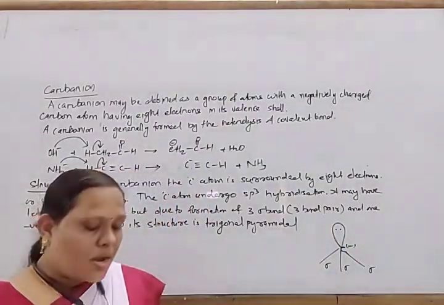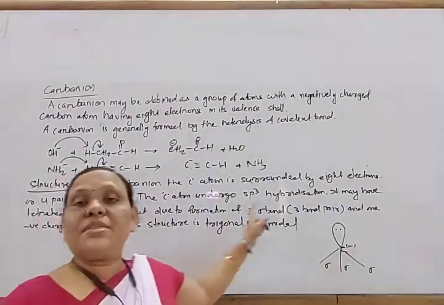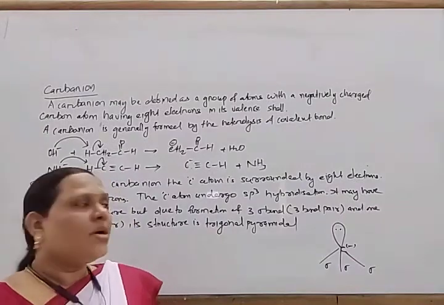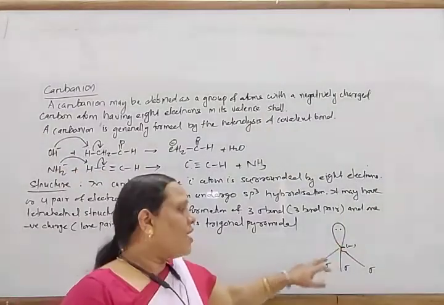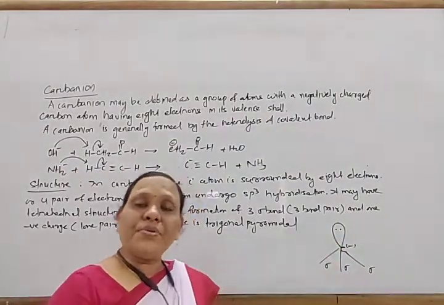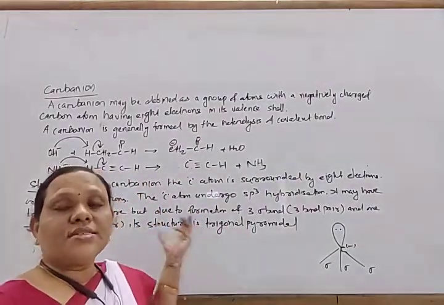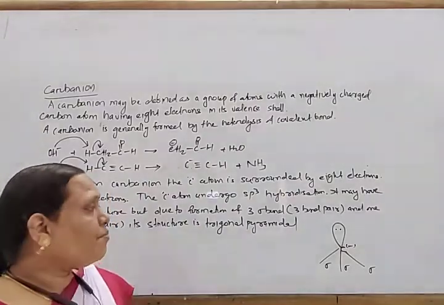Here the carbon atom undergoes sp3 hybridization. So sp3 means it should have a tetrahedral structure, but there is one lone pair of electrons and 3 bond pairs of electrons, so the structure is like that of ammonia, that is, trigonal pyramidal.